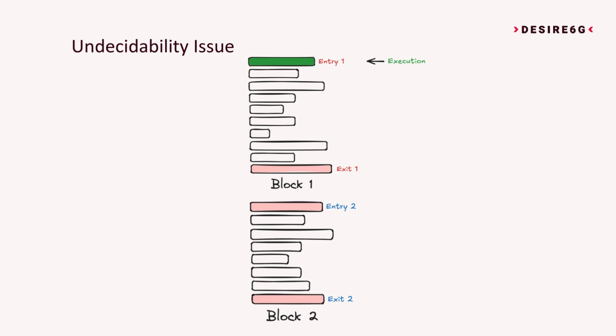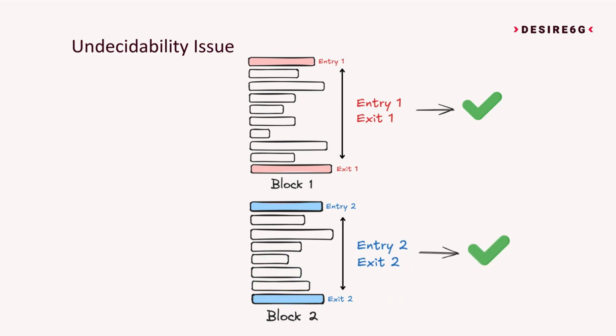We start at entry 1, where the first timestamp is recorded. The instructions of block 1 are then executed. Upon reaching exit 1, the second timestamp is taken. Subtracting the two gives us the correct execution time. The same process works fine for block 2. We record at entry 2, execute the block, and record again at exit 2.